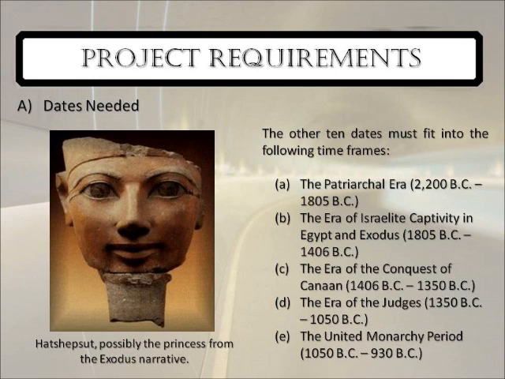For the first of these dates, I want you to find something from the patriarchal era, sometime between 2200 BC and 1805 BC. Next, I want you to find a date from the era of Israelite captivity in Egypt all the way through to the Exodus, so anytime between 1805 BC and 1406 BC. Third, I want you to find a time for the era of the conquest of Canaan, so 1406 BC to 1350 BC.